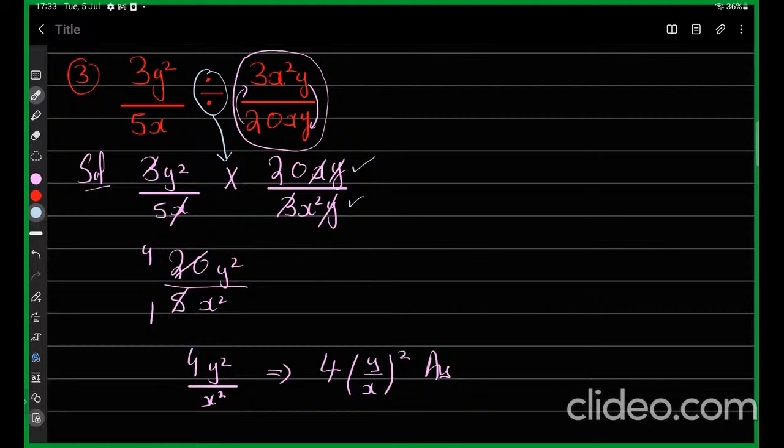Yes, any confusions with this? No, ma'am. Taha, Moiz, and Urva, please confirm if you were able to understand this or not. Yes. All right, okay, that's perfect.